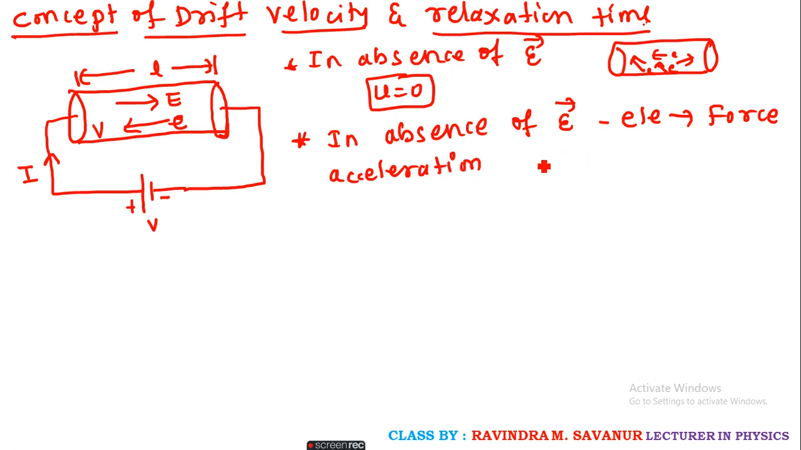So that acceleration can be given by Newton's second law: F equals mass into acceleration. Here acceleration is given by F upon m. Here, force of which one? We are asking about the electron. Electron means it is a charge.